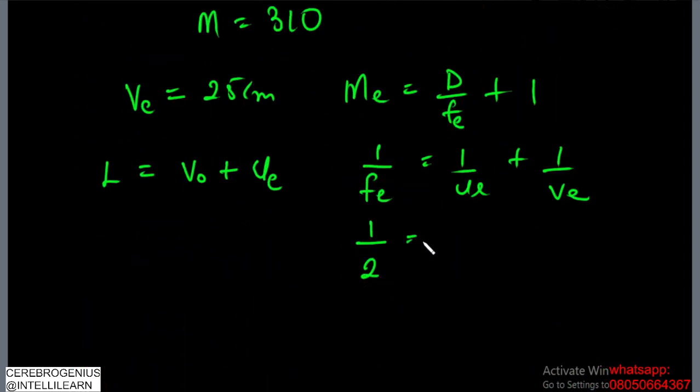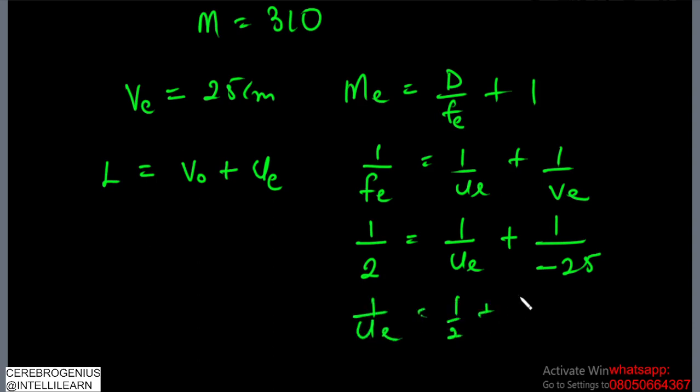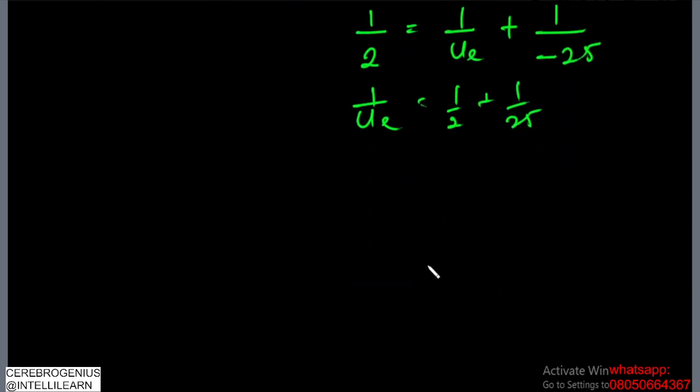So 1 over 2 equals 1 over U_E, the object which we are looking for, plus 1 over the distance of the image, which is 25 centimeter, but it's a virtual image, so we use negative. So we get 1 over U_E equals 1 over 2 plus 1 over 25. You can use your calculator to do this: 1 over 2 plus 1 over 25, then we do the inverse. So the answer is 50 over 27 centimeter.